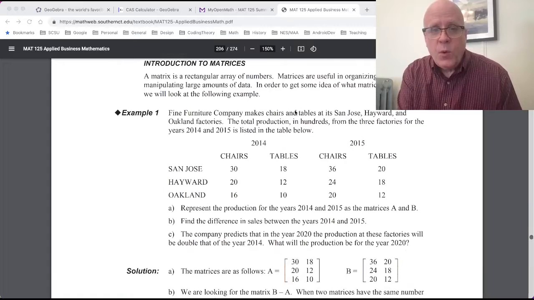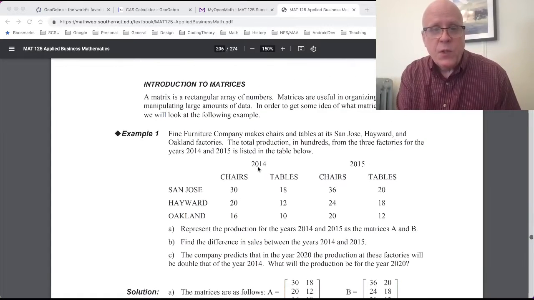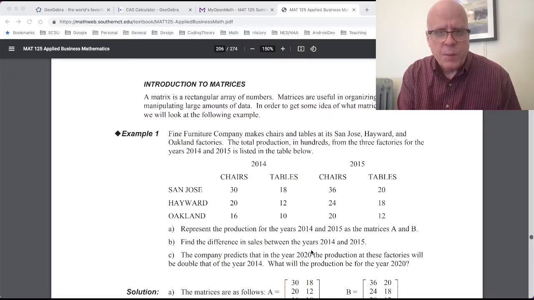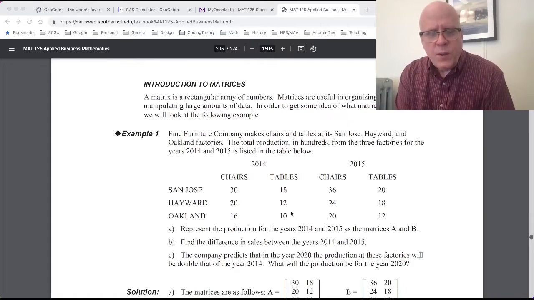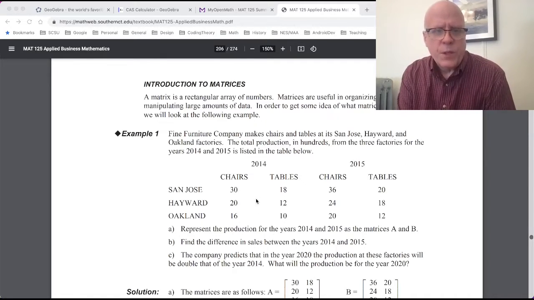Anyway, what we're looking at right here is actually two matrices. There's a matrix for the year 2014 and another matrix for the year 2015. I kind of wish they had somehow divided these up or put some space between them. But this is a typical example of how a business might use a matrix to hold information.